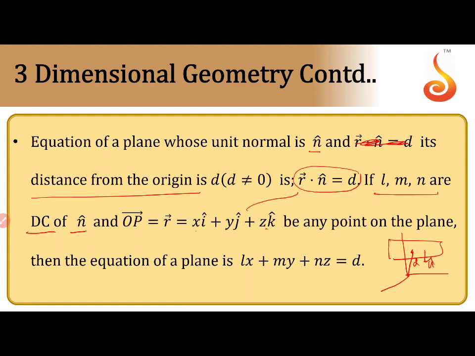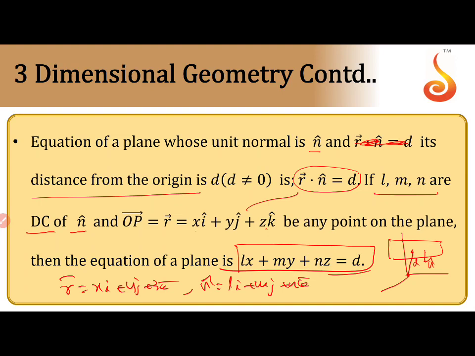R dot n cap equals d, that is, xl plus ym plus zn equals d. Here r bar is xi plus yj plus zk and n cap is li plus mj plus nk. If you take the dot product, you get lx plus my plus nz equal to the right side, d. This is called the Cartesian form of the equation of a plane.